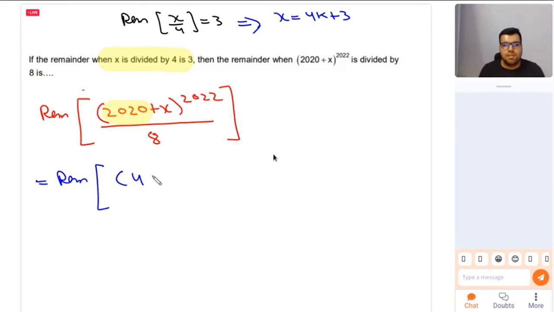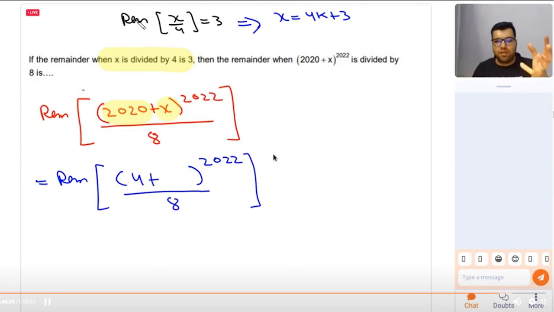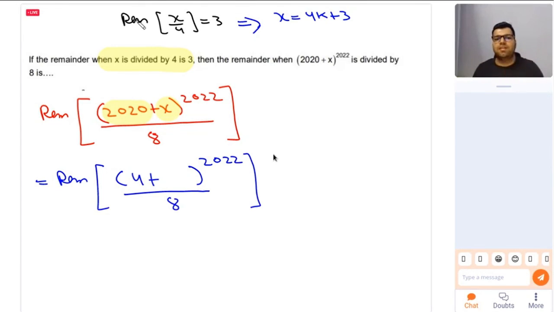plus x raised to power. So I will just keep it like this: 4 plus something plus 2022, divided by 8. Now here I also want to put the remainder. So I want to replace x with its remainder with 8. What I want to know is what is the remainder of x with 8?